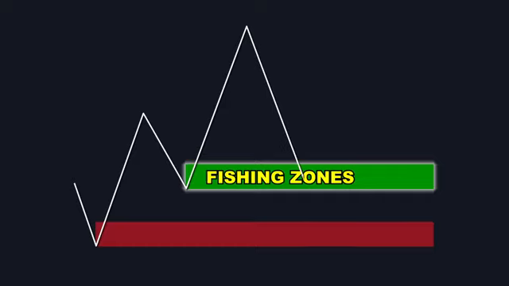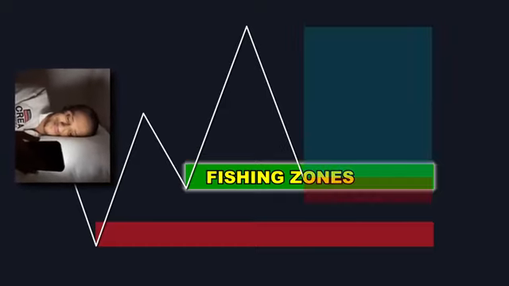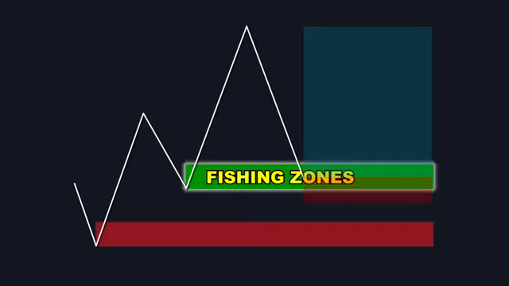Price comes down to touch this fishing zone. Retail traders take the bait thinking it's a fantastic buying opportunity, but smart money knows this zone won't hold. What happens next is brutal. Price breaks through their strong zone, triggering stop losses and creating panic. But then price continues lower until it reaches the true zone, where smart money is actually interested in buying.